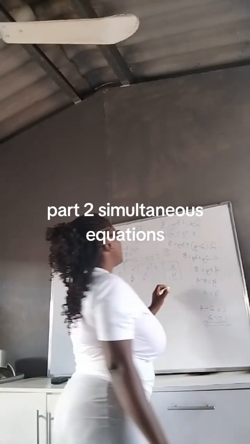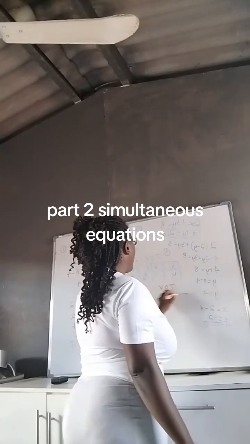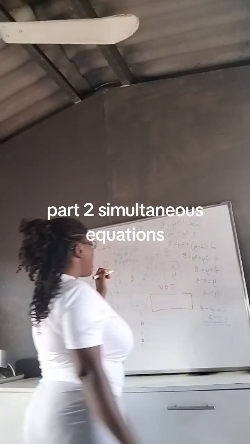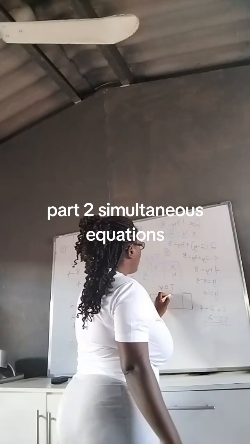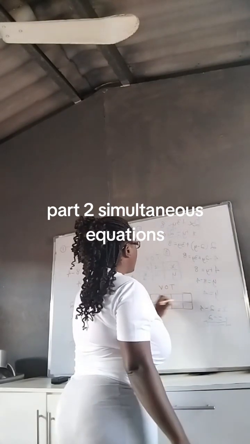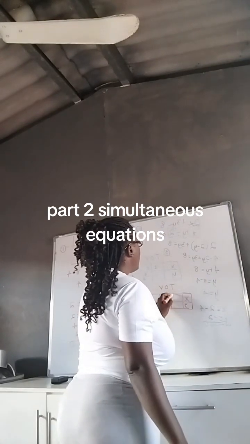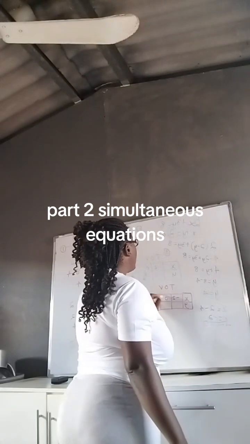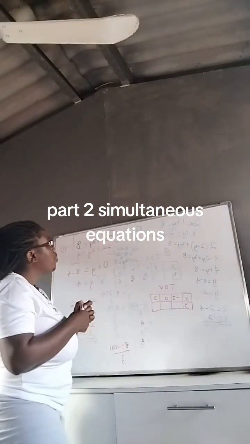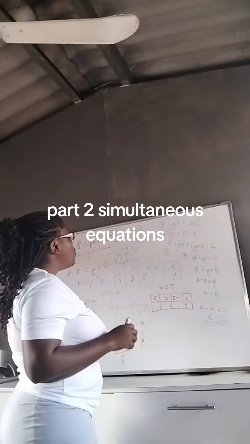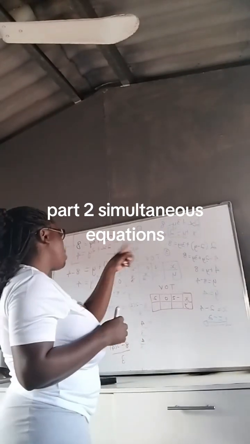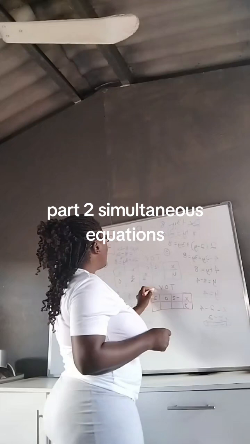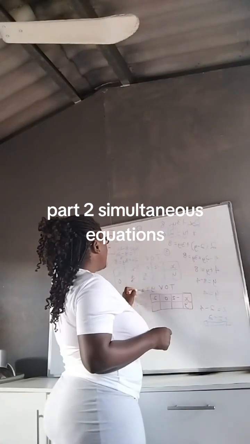For the second table of values, we are going to come here, and then we have that. So I'm going to use x and y, and I'm going to use minus 2, 0, and 2. I'm going to make y the subject. So y is equal to 2 minus x.